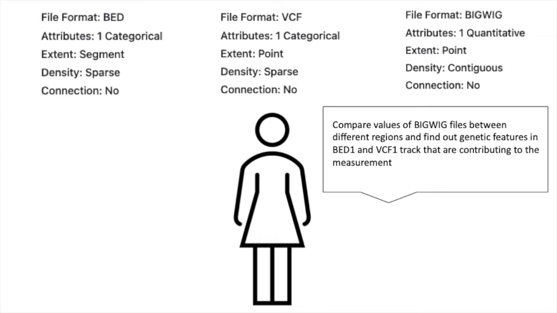With this data, Ada wants to compare different regions in the BigWig file and find what are the genetic features in the BED and VCF files that are contributing to high or low measurements in the BigWig file.